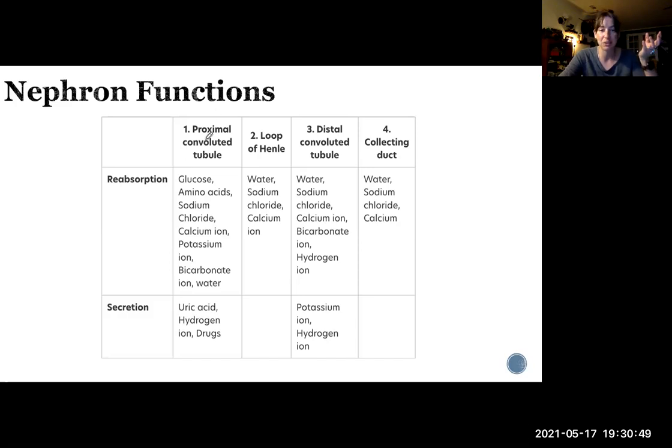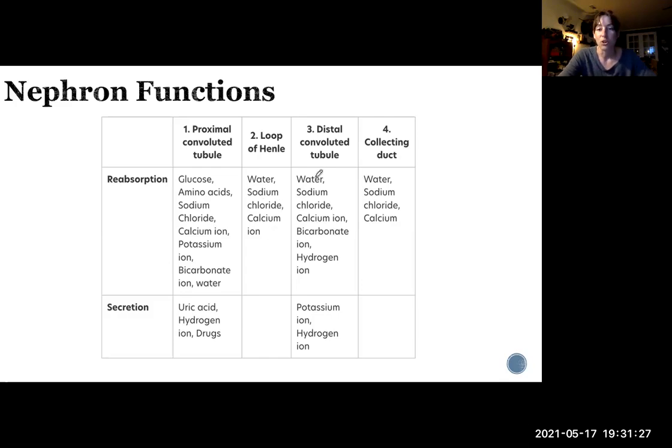While at the same time in this proximal convoluted tubule, you're going to be secreting stuff from the blood back into the nephron, like uric acid, hydrogen ions, and various drugs, whatever didn't get caught in the glomerulus. Now in the loop of Henle, which goes down into the medulla of the kidney, you're going to be pulling water out of the nephron and reabsorbing it back into the peritubular capillaries that are surrounding the nephron. More salts, you keep taking that salt back and putting it back in the blood.